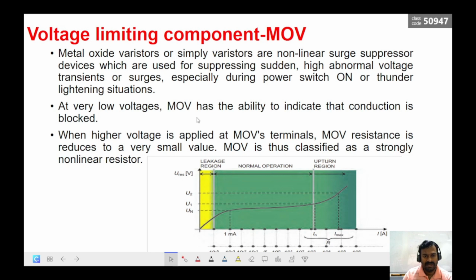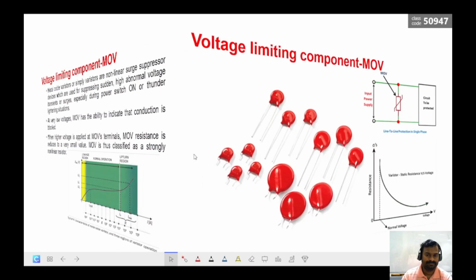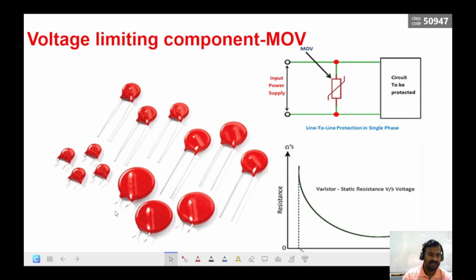At very low voltages, MOV blocks conduction. That means at normal operating conditions, the MOV acts as an open circuit. When higher voltages are applied due to surges, the resistance of the MOV is going to reduce non-linearly, and when it is reduced to a certain extent, it will start conduction. This conduction provides a path for the surge current to the ground. So this is how MOVs divert the surge current or surge voltages to the ground potential. So these are a few varieties in the market.